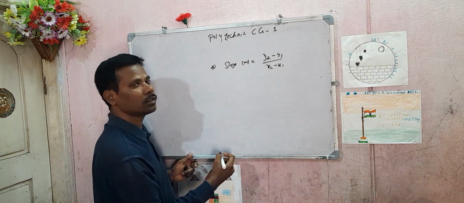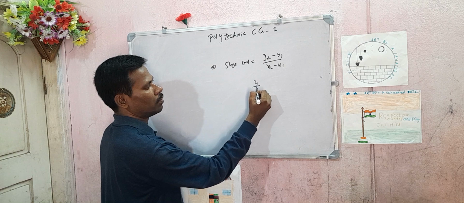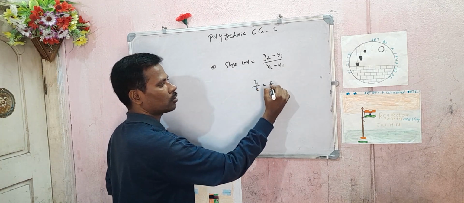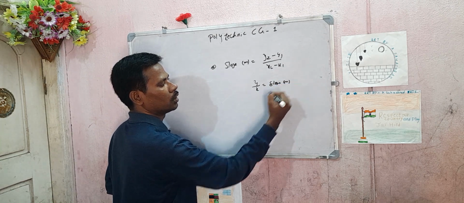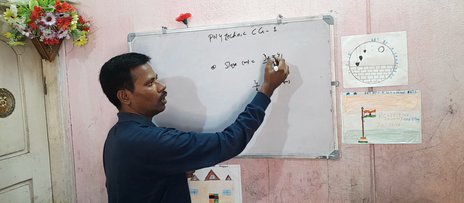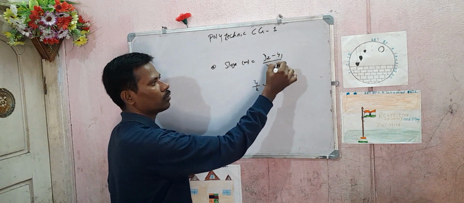What is the meaning of this? Just now we have discussed that y by x is nothing but slope. The ratio of the y coordinate by the x coordinate is nothing but slope. In the same way, this is another way: y2 minus y1 by x2 minus x1.